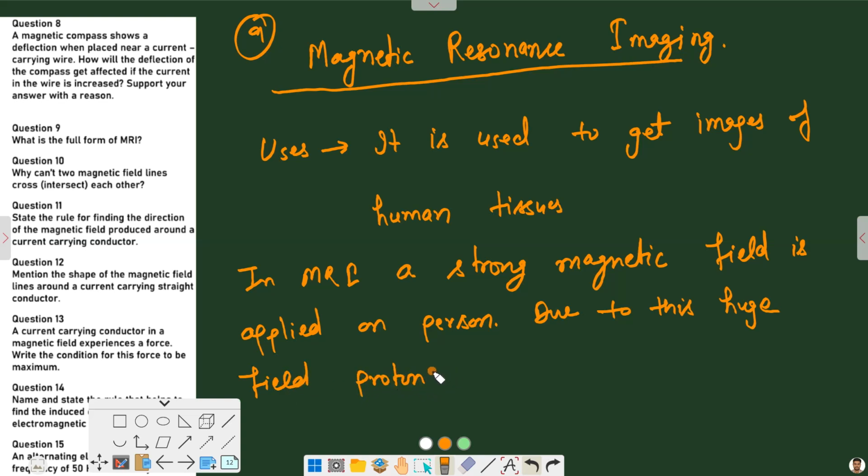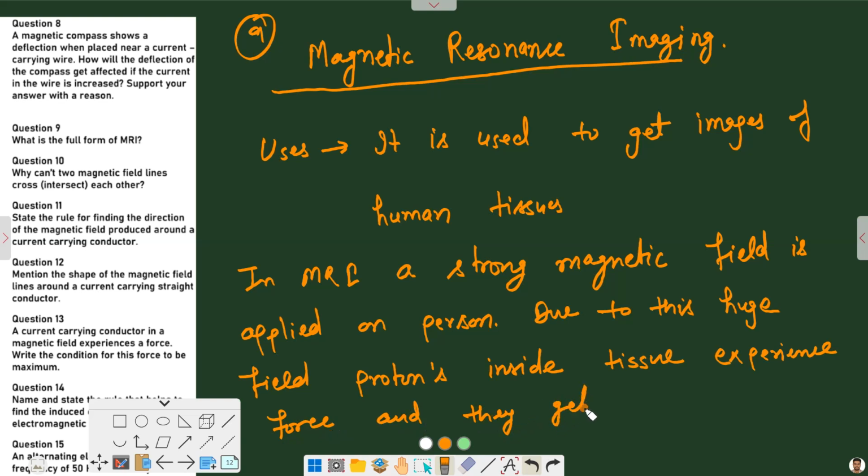protons inside tissues experience force, and they get excited. Now, when they come to their normal state, they release energy, and that energy, that light, is used to make an image of the tissue.